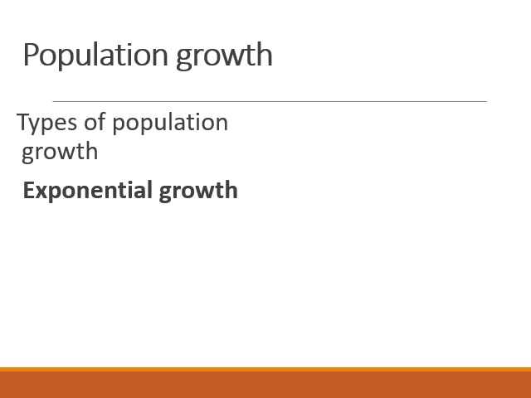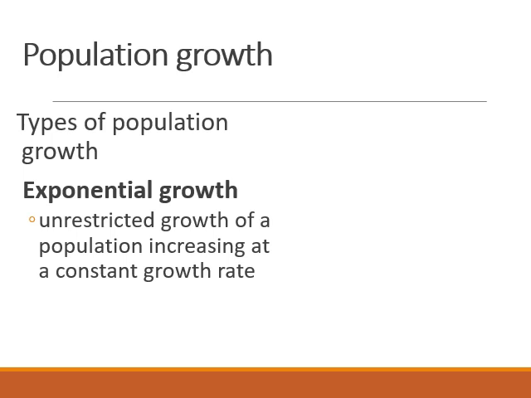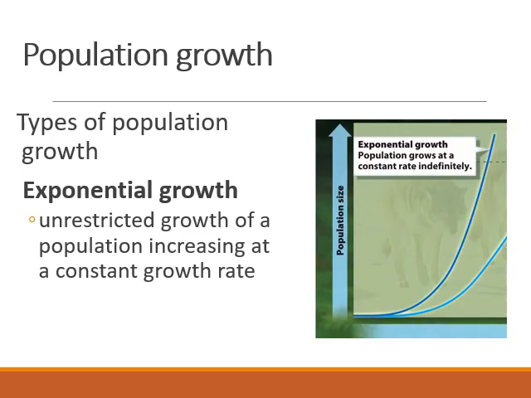So there's a few different types of population growth, or really 2 that we're going to talk about. The first one is exponential growth. Exponential growth is unrestricted growth of a population increasing at a constant growth rate. So it just basically goes up and up and up.